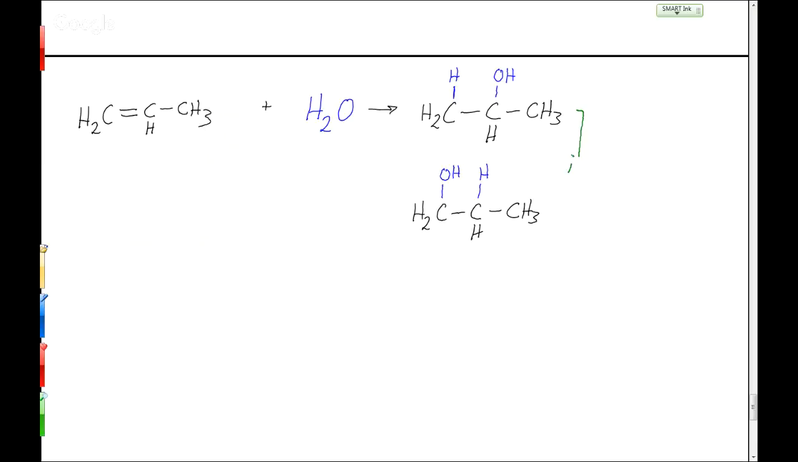Because they're connected in a different way, they're isomers of each other. All right, so what do you think happens in the course of this reaction? Do you think that both of these are formed in equal amounts, like it's sort of a random thing? Or do you think one of them is favored over the other one?